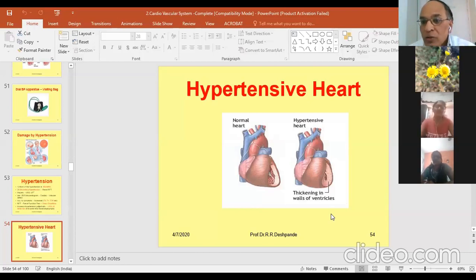What is the cause of LVH, left ventricular hypertrophy? This is my question. Why? Because there is chronic hypertension. It will happen only in the chronic, not in the acute. Only when the patient is suffering for 2 years, 4 years, 5 years, that will happen.